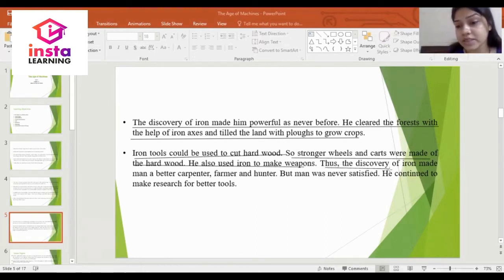So, this discovery of iron made men a better carpenter, farmer and hunter.